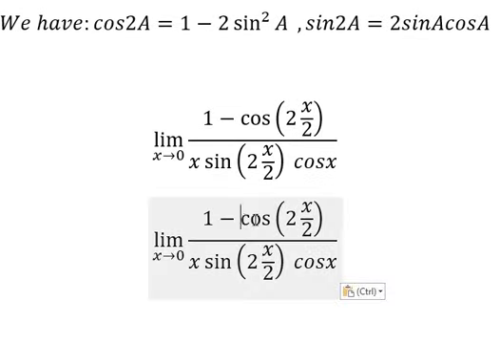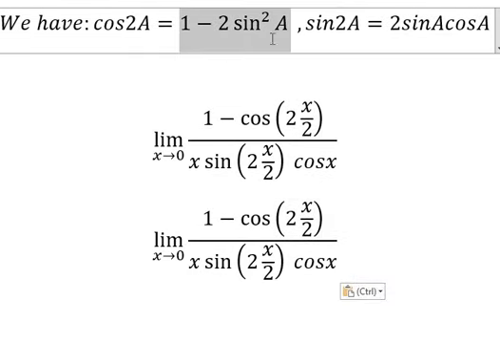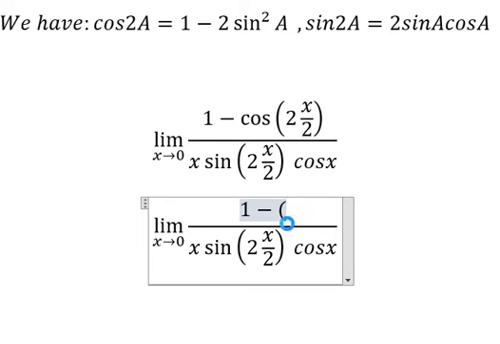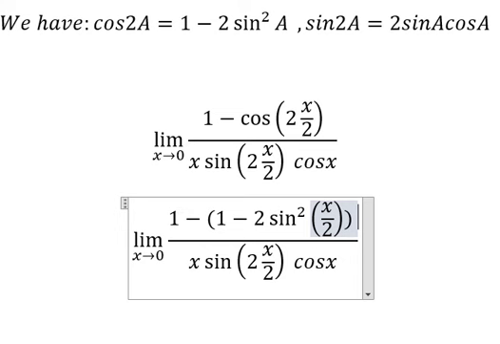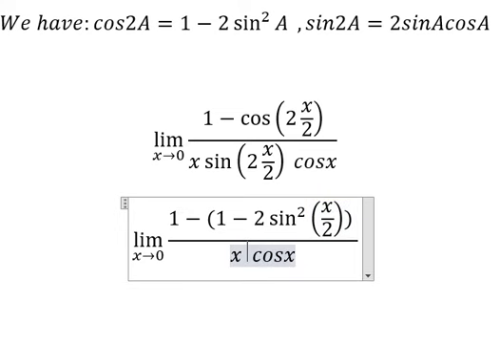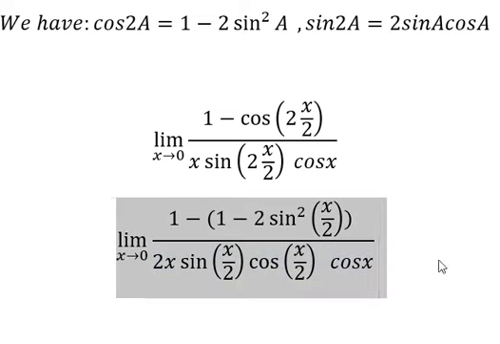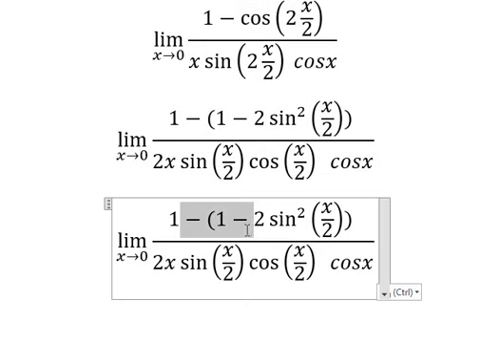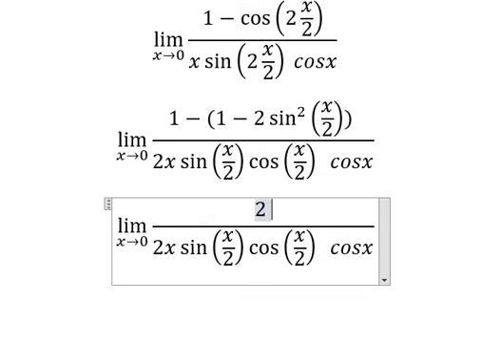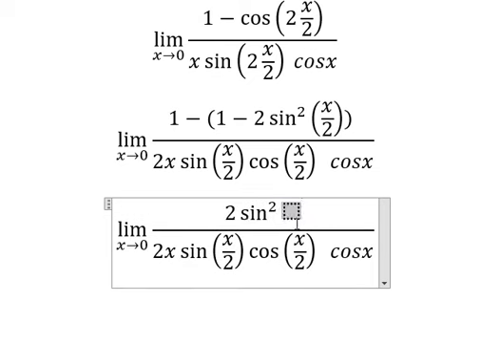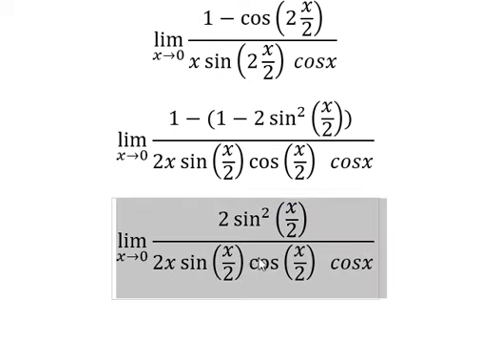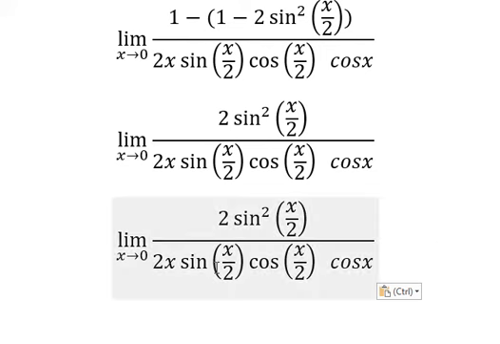And now we need to transform this one into this one. That is 1 minus 2 sine squared of x over 2. This one, we have 2 sine of x over 2 cosine of x over 2. So we simplify this and we have 2 sine squared of x over 2. And now we need to simplify 2 sine of x over 2.